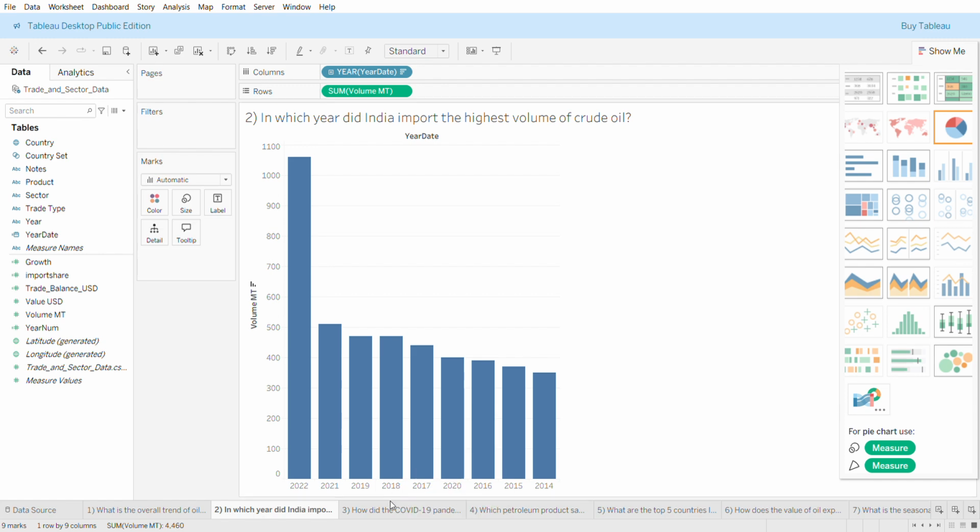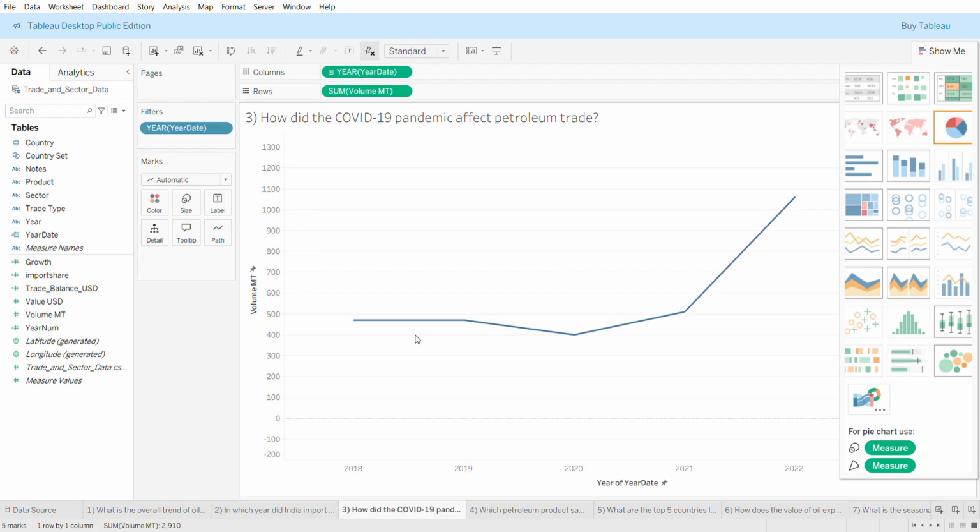And the next question is the third one. How did the COVID-19 pandemic affect petroleum trade? I calculated year-over-year changes in import and export volumes, focusing on 2021. A line chart was again suitable here, as it effectively highlights the dip during COVID and the subsequent recovery from the year 2020 to 2021, showing the clear disruption caused by the pandemic. This is the line chart which I have got.